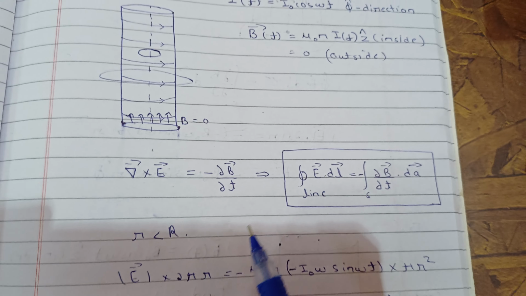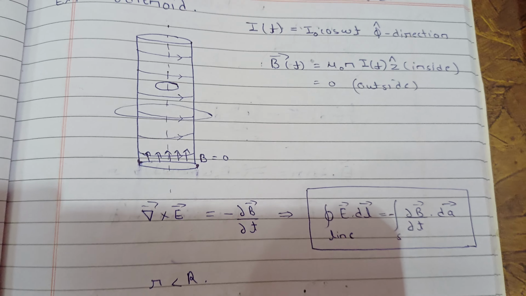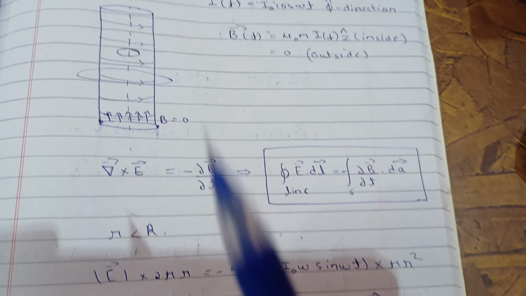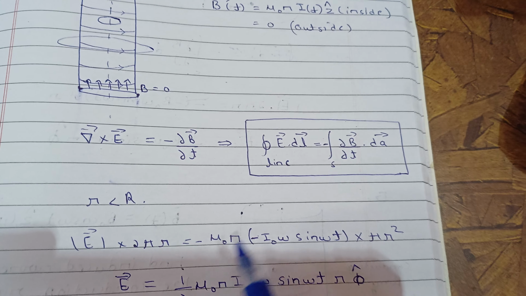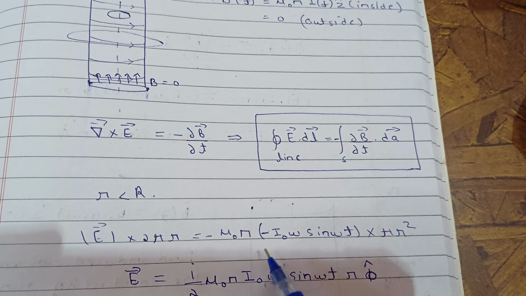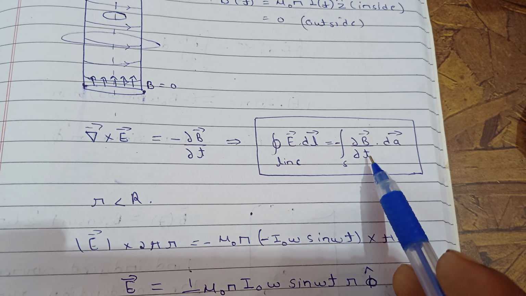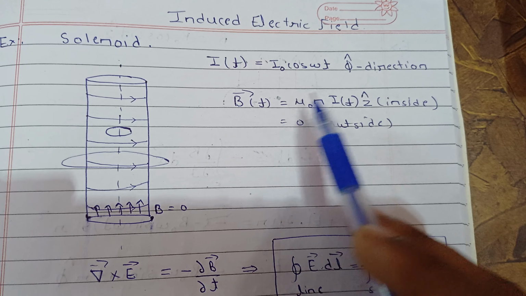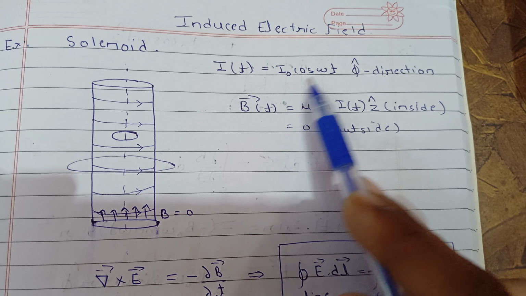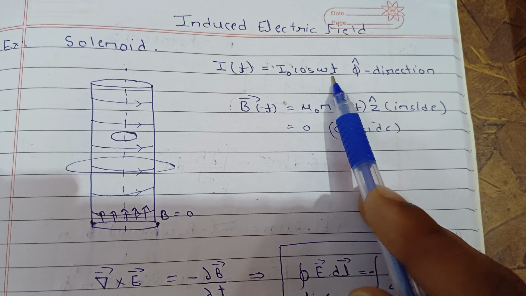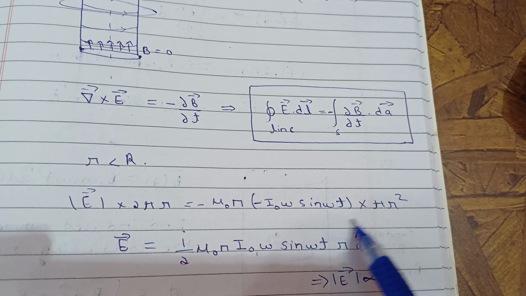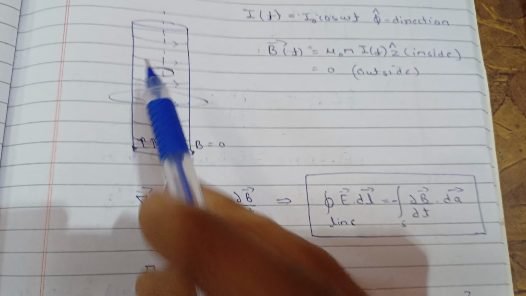Let's see, for r less than R, we consider some loop inside the solenoid. So inside it will be E into 2 pi r for this loop equal to minus d/dt of mu naught n I times the area. First, B is given by this, so you need to take the differentiation. In place of I(t) you write I naught cos omega t, which gives you minus sin omega t and omega. So it will be minus I naught omega sin omega t, multiplied by the area, pi r square.